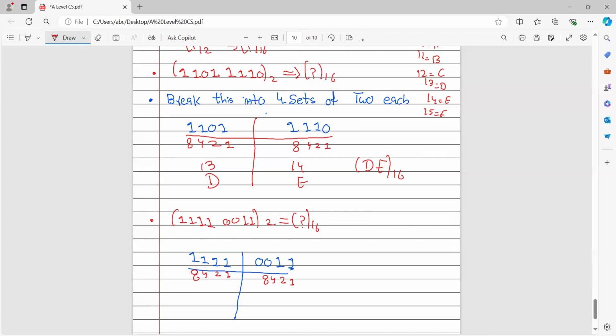Now, you see that 8, 9, 10, 11, 12, 13, 14, 15. This is going to be considered as 15. And 2, 3. This is going to be 3. So 15 is F and 3 is going to remain the same. So F3 is going to be the final answer.